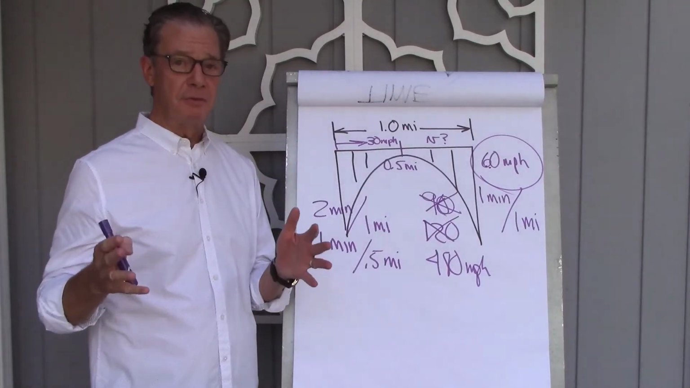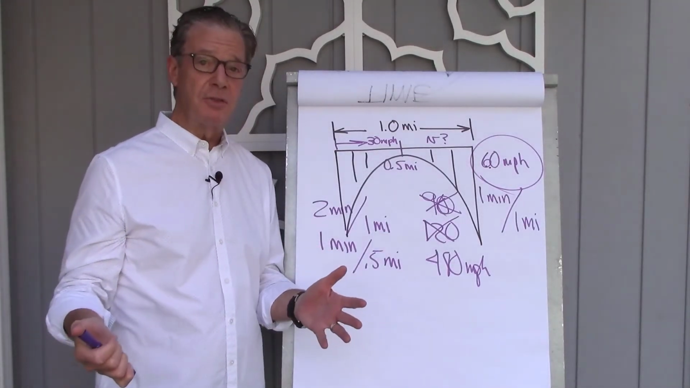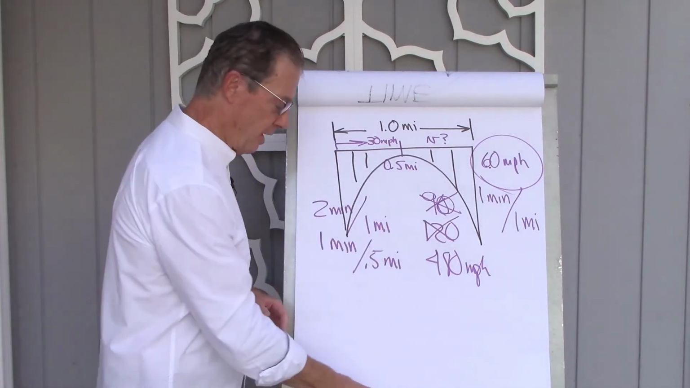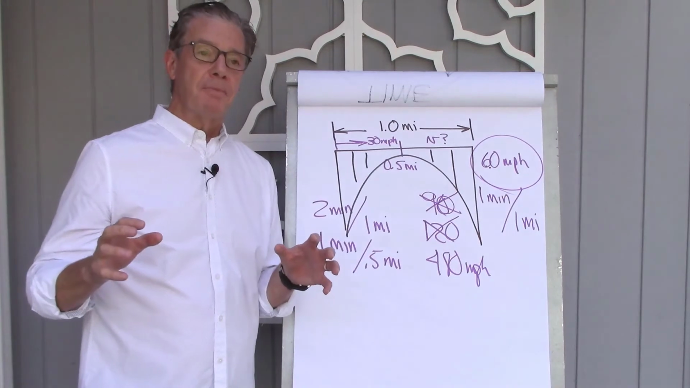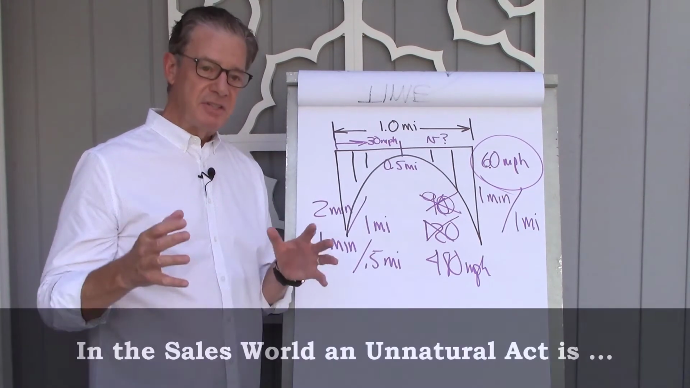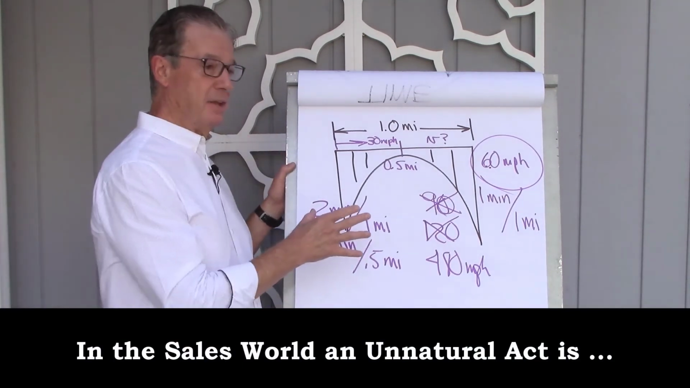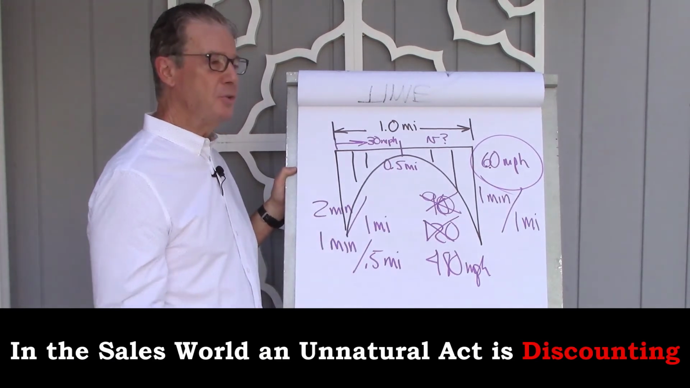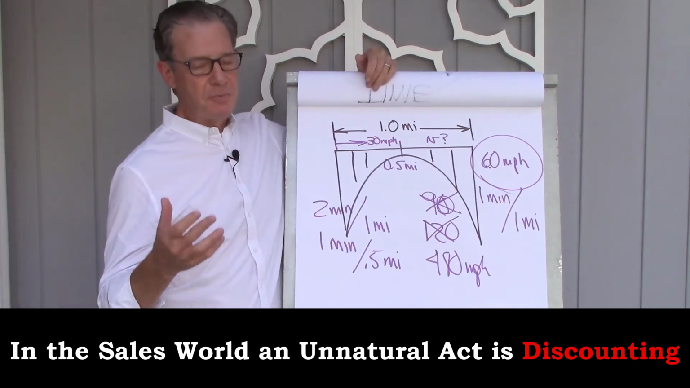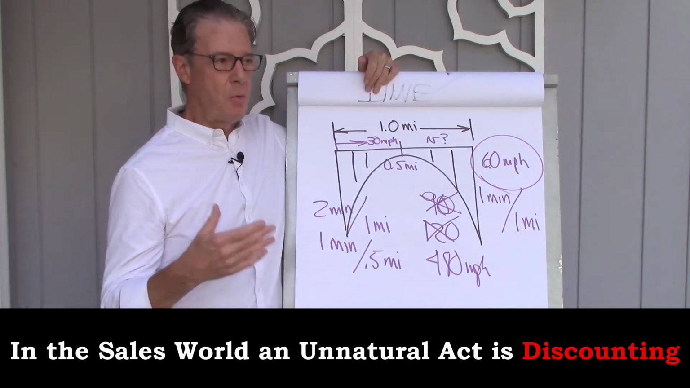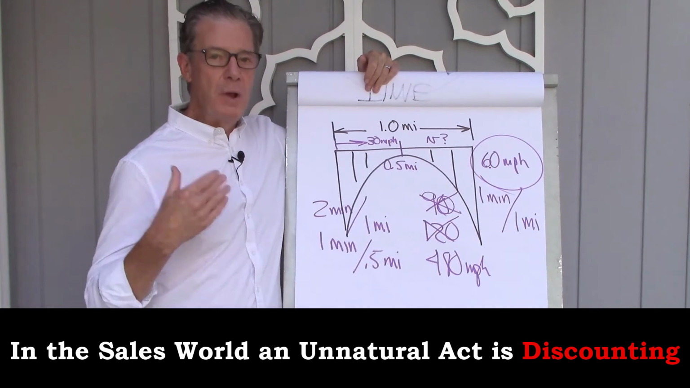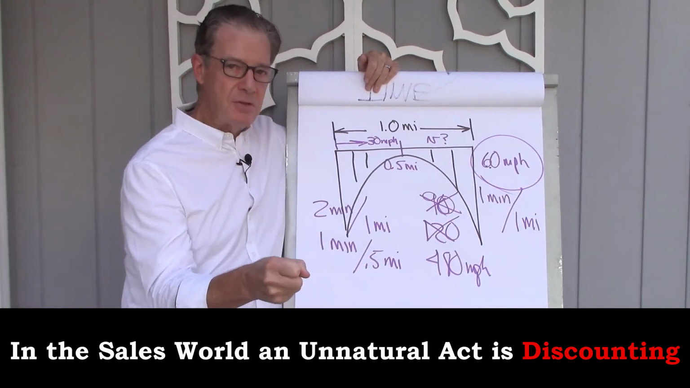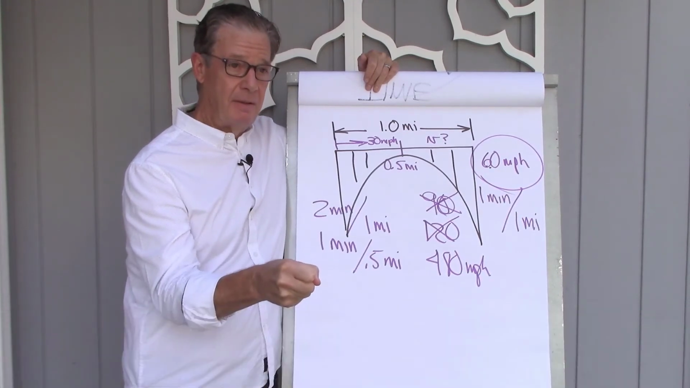And an unnatural act in the physical world is going faster than the speed of light to make time go backwards, which nobody's figured out how to do, thankfully. In a selling sense, in the sales world, an unnatural act is, wait for it, discounting. When you start running out of time, when everybody's familiar with a hockey stick at the end of period, end of quarter, and particularly end of year, we are out of time. And the lever that's reached for is discounting.